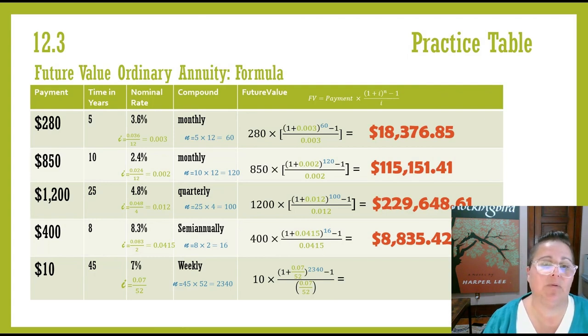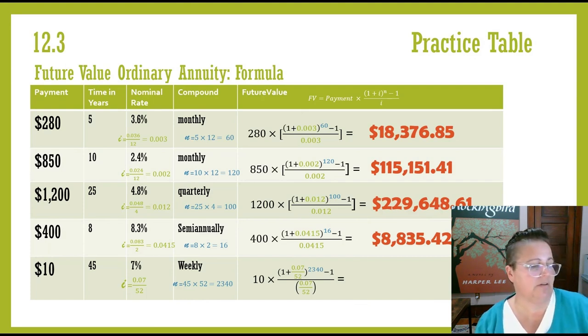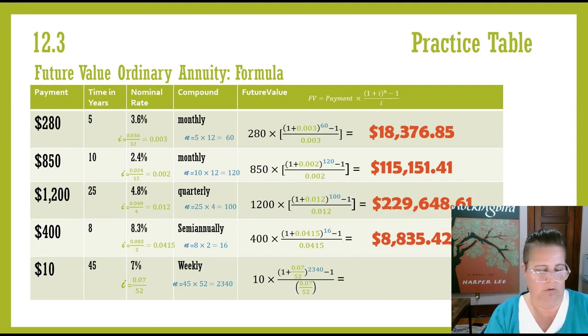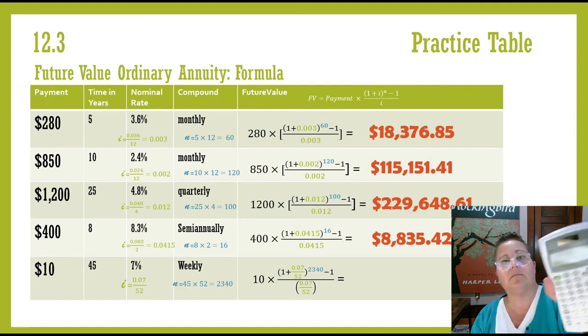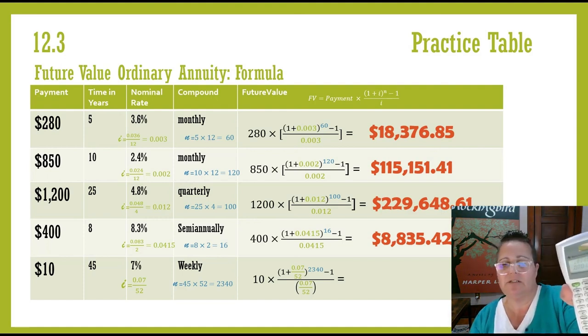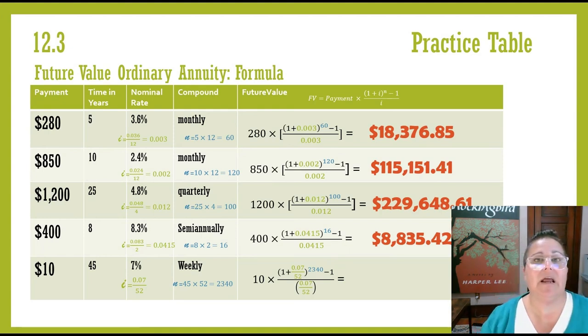So oftentimes people will do one of two things. They will just use 0.07 over 52 every time they need that calculation, or they will store that number, 0.07 divided by 52, 0.001346154, in their calculator. So that's the other option, is to store that in your calculator and then just do a recall when you need it. If you need help with that particular part of it, don't be afraid to contact somebody.